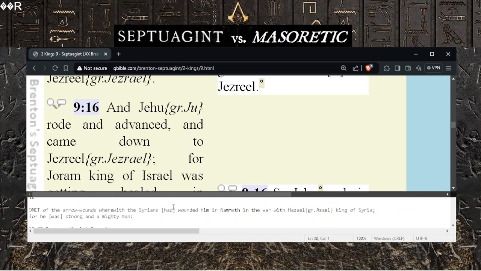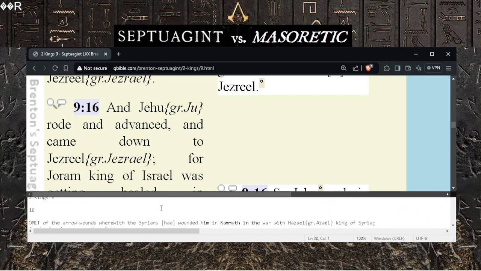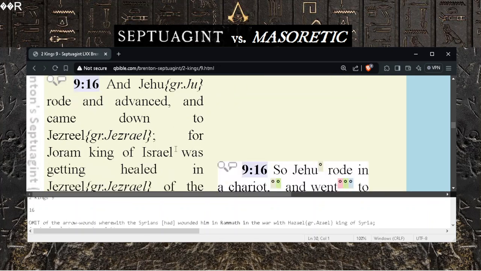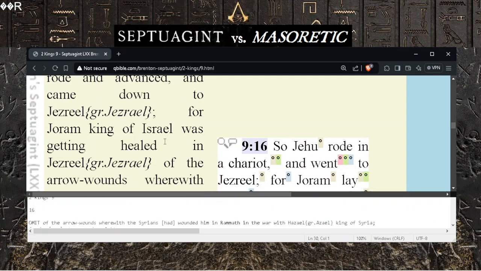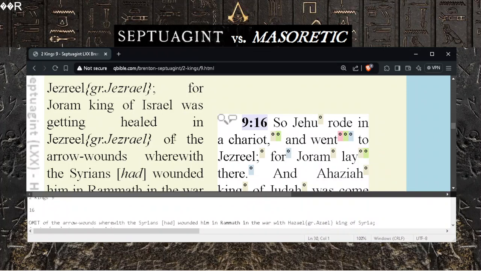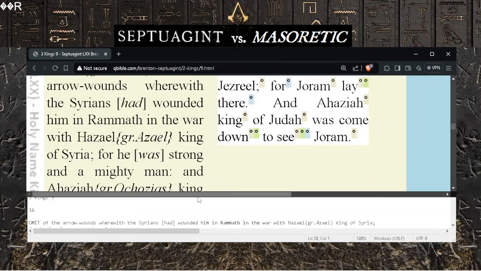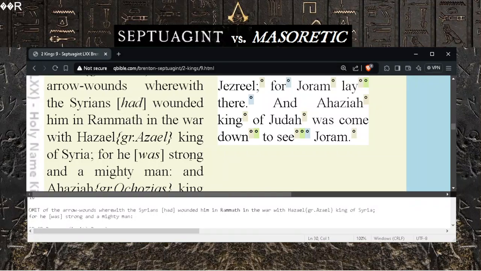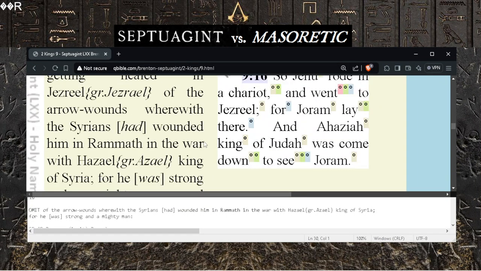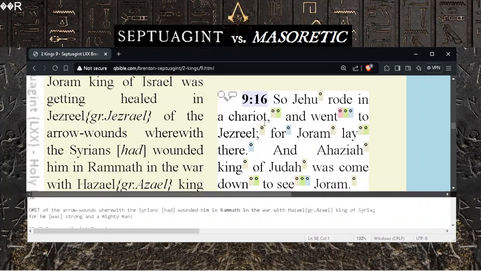So continuing on, in chapter 9, verse 16, there's an omission of the following. So Joram, king of Israel, was getting healed of the arrow wounds wherewith the Syrians had wounded him in Ramath in the war with Hazael, king of Syria. For he was a strong and a mighty man. All that was omitted. What does it say in the Masoretic? It just says, for Joram lay there.